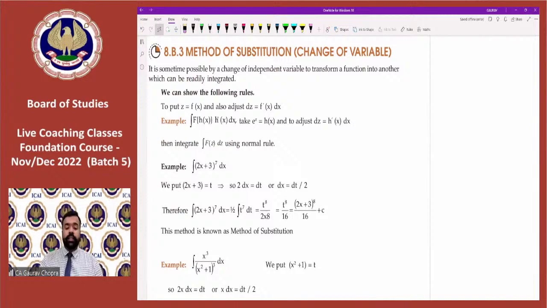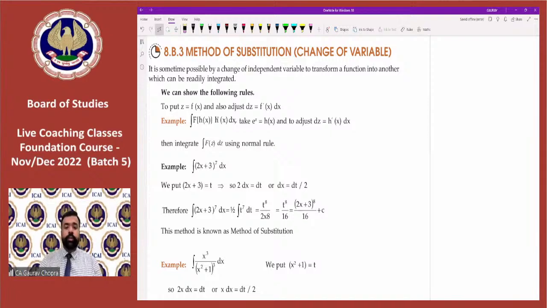Now the next method is the method of substitution. Whenever a function and another function are joined together, we can use the substitution method. There are a variety of methods: substitution, the chain rule, integration by parts. So many different methods are there. The next method we are doing is the method of substitution.